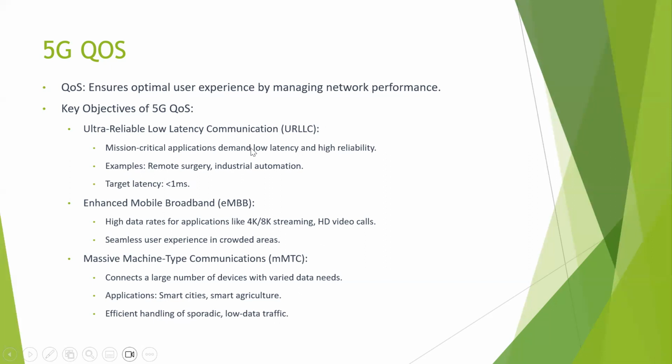URLLC is for mission-critical applications that need low latency and high reliability, for example remote surgery and industrial automation. And the target latency, just to let you know, is less than 1 millisecond. Then we have enhanced mobile broadband, eMBB, which is more on highlight for applications like 4K and 8K streaming, HD video calling, and seamless user experience in crowded areas.